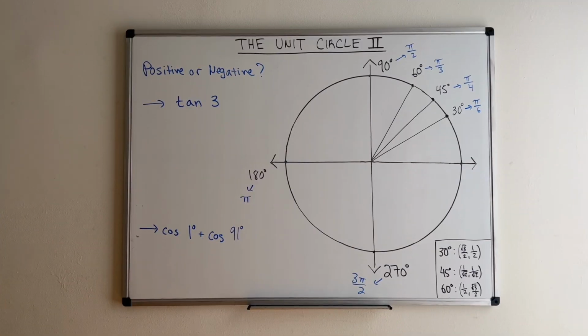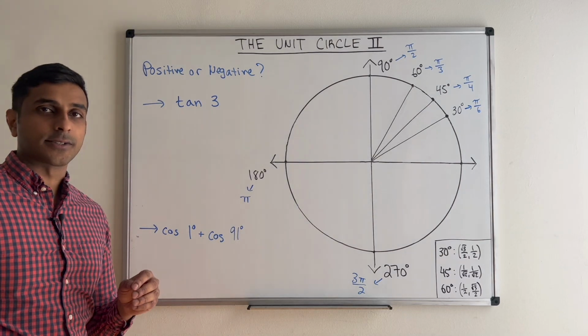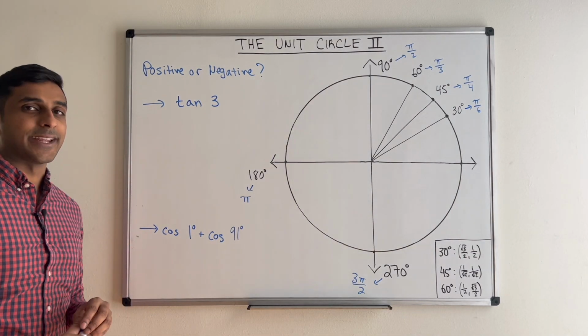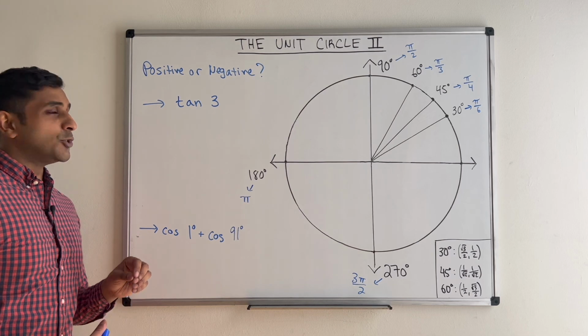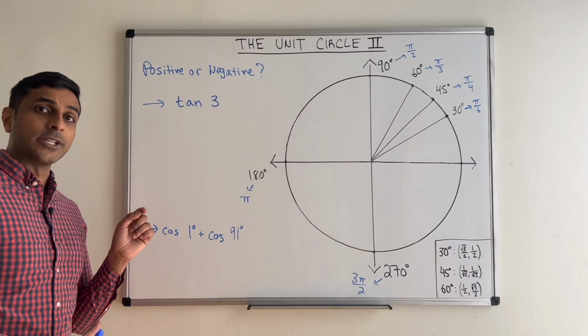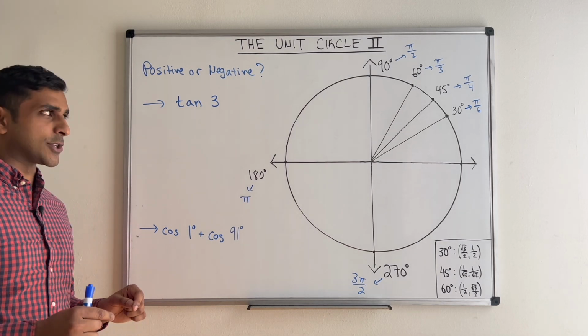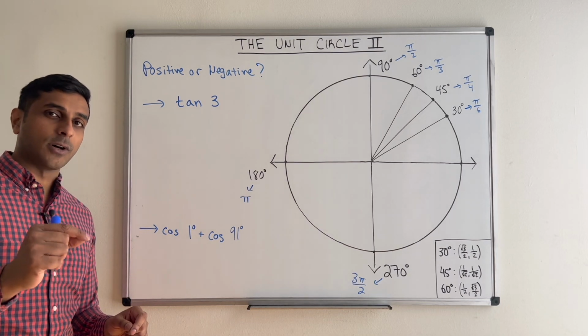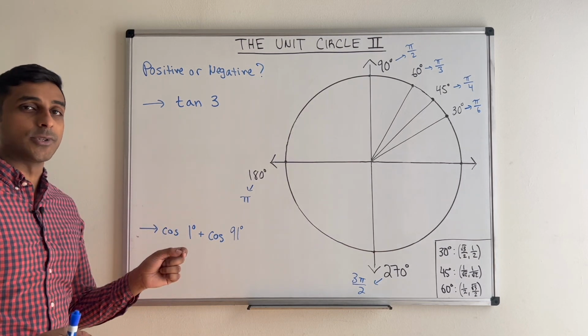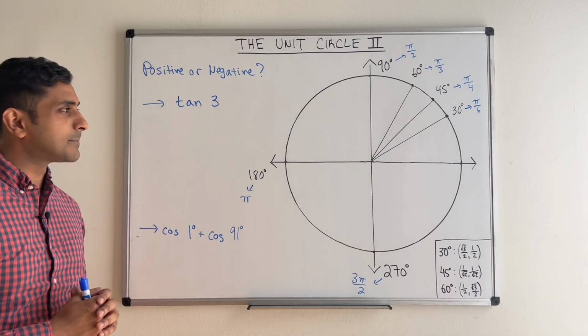This question asks you to determine whether certain quantities are positive or negative, starting with tan of 3. Now, you might be tempted to think that that's 3 degrees because there's no pi in the situation. But remember, when there's no unit involved, you should assume it's in radians. So tan of 3 is talking about 3 radians.